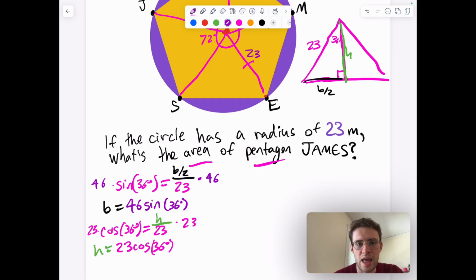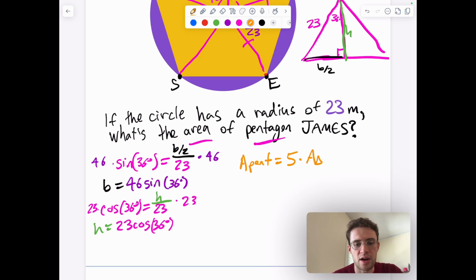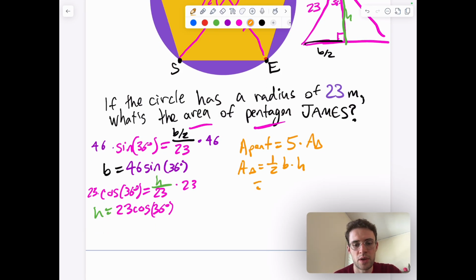Right. Now to find the area of the pentagon, we're just going to do 5 times the area of one of those congruent triangles. And to find the area of one of those triangles, we would do 1/2 times base times height, or base times height over 2 is an equivalent expression. So we would do, in this case, 1/2 times our base, which was 46 times the sine of 36 degrees, times our height, which is 23 times the cosine of 36 degrees. Okay, I'm not going to round those until the end here.